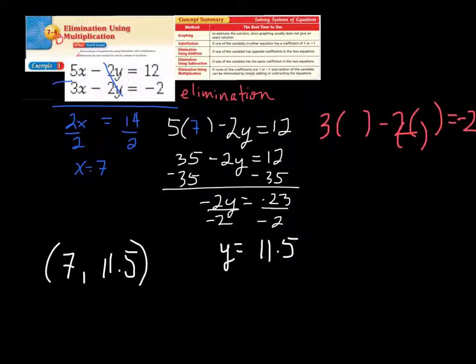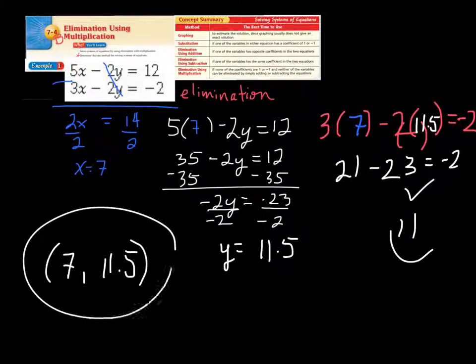It's always a good idea to substitute back into our original equation, make sure it works. So the second equation: 3 times x is 7, and minus 2 times the y we found was 11.5. The question is, does it work? I have 21 minus 23, which is in fact -2. I am happy. I know that is right because it works for both equations. Now, I don't always make you guys show that second check step. Do it in your head.